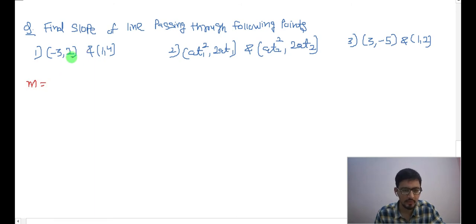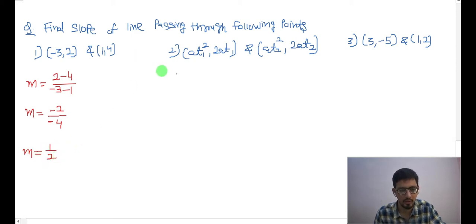The slope of this will be what? Y, this point minus this point. The y coordinate subtraction means what I will do? 2 minus 4. Here what I will do? Minus 3 minus 1. So what slope will I get here? Minus 2 divided by minus 4. So slope of line passing through these points will be what? 1 over 2. That's all.